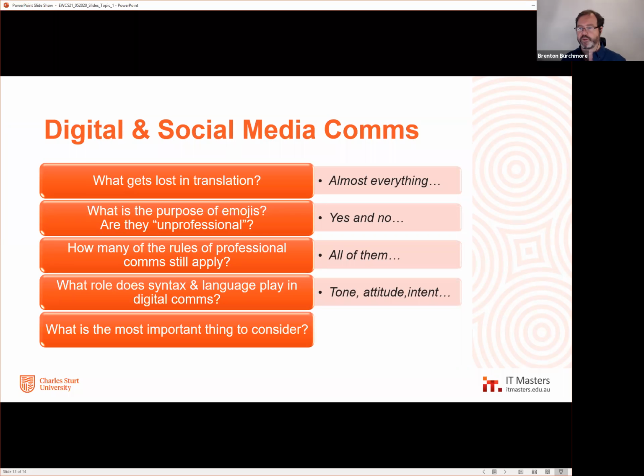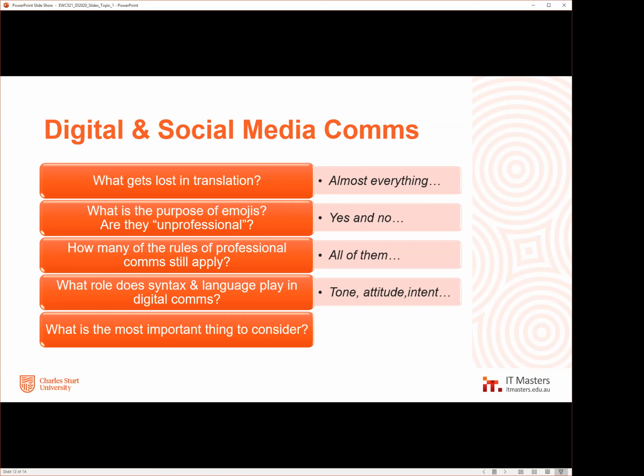And what's the most important thing to consider? Anyone want to put something in the chat? What's the most important thing? Single word. Yeah, we've got context. Context. Receiver, aim, audience. Audience. Outcome. Some of you are talking about the same thing with different words. Yes.